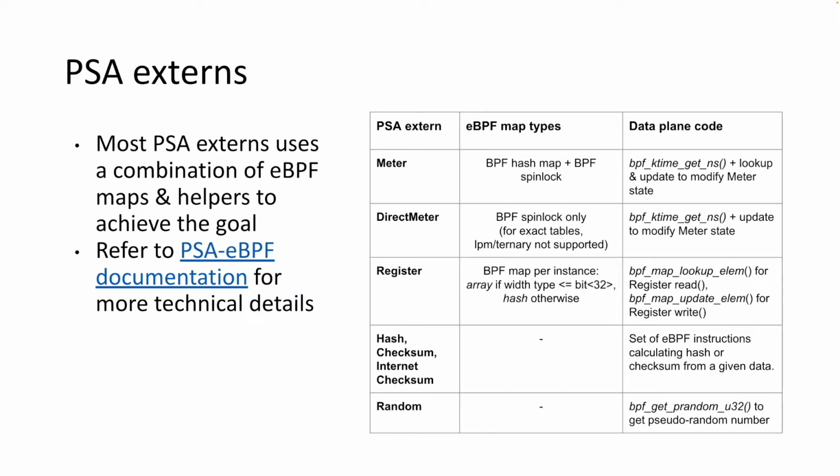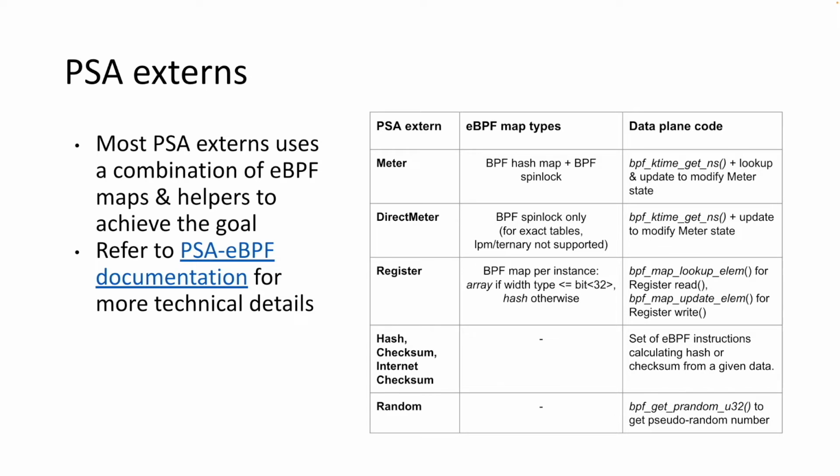Direct meter works similarly, but it does not require an additional BPF map. Instead, the BPF map representing a P4 table is extended with a BPF spin lock for concurrency management. Also, the eBPF program does not need to perform a lookup because the internal meter state is retrieved when a lookup to a P4 table is done. However, the meter state modification is still required.